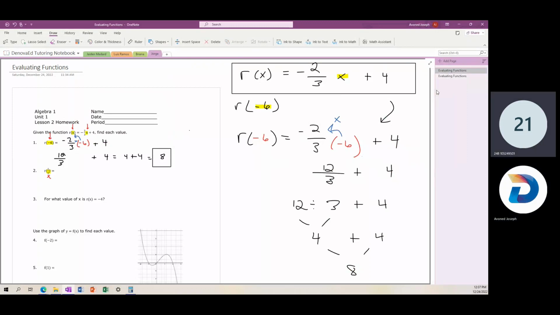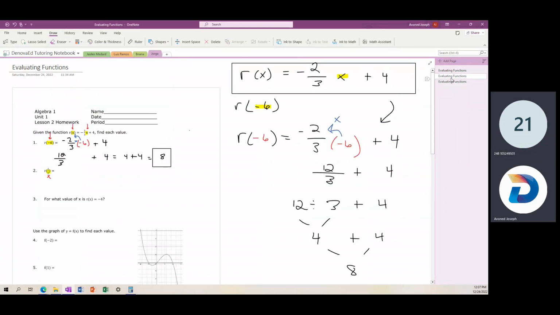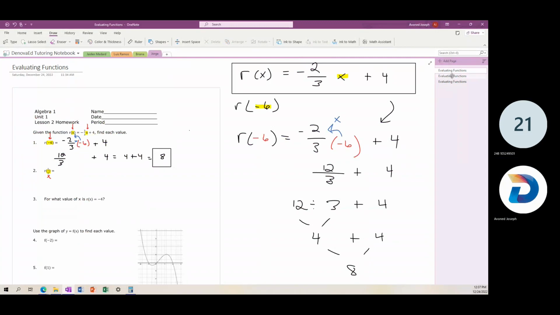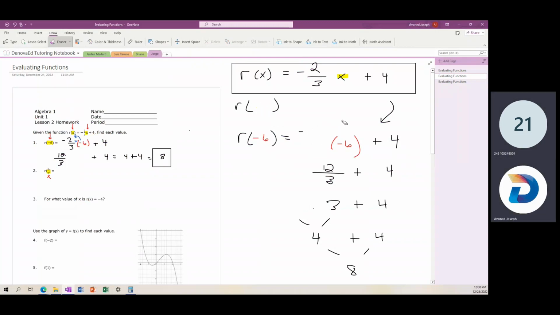I'm going to leave those notes in there so I can send it to you. All right, that's the first one. Let's try number 2. Instead of -6, what are we going to have for number 2?